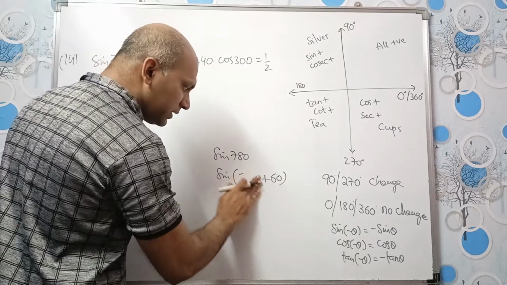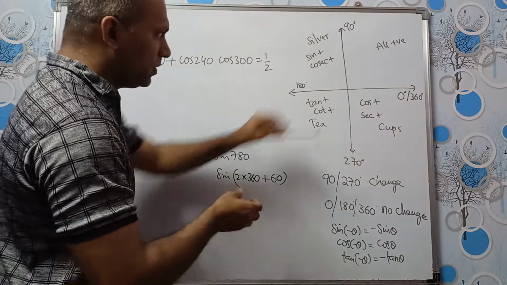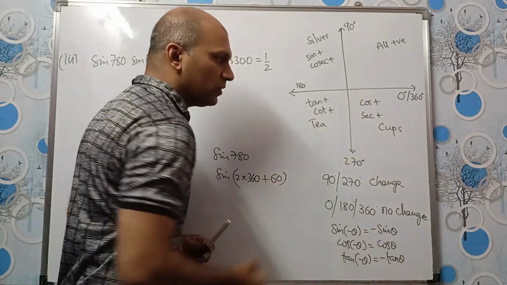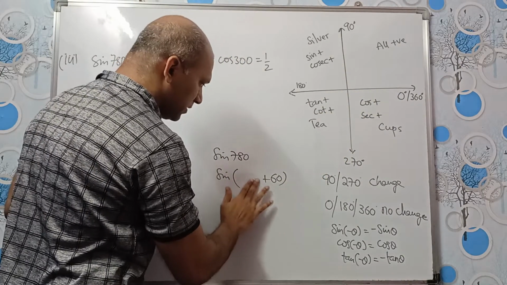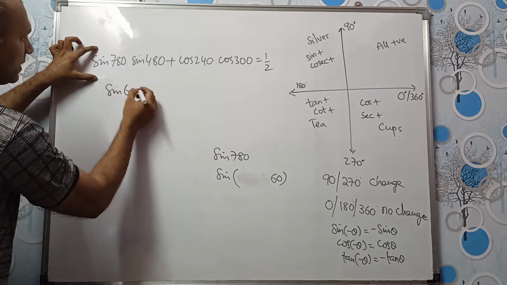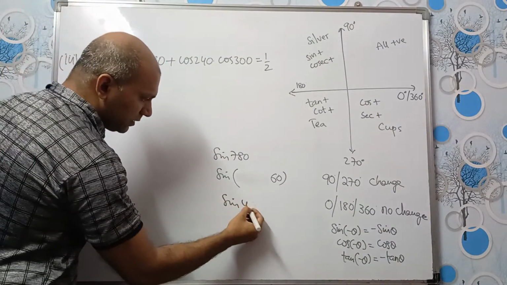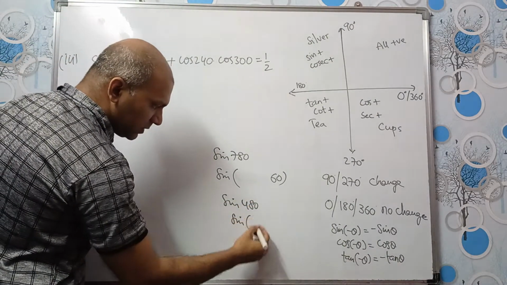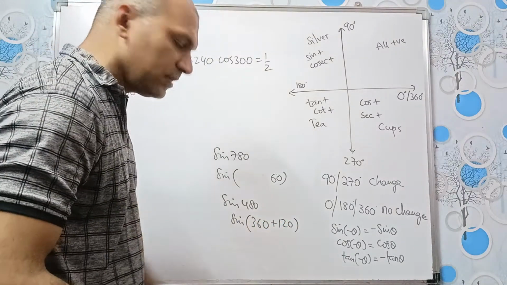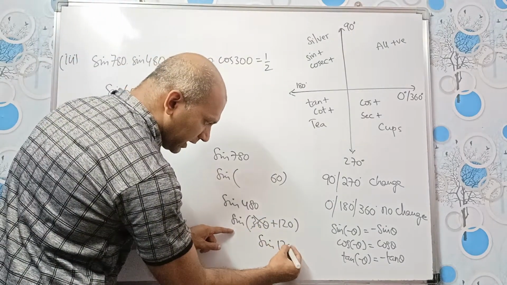This 720 is 2 times 360, right? 1 time 360, 2 times 360 will still be 0 only, right? So we can remove this. So this is sine 60. So here we have sine 60 multiplied by sine 480. Sine 480 will be sine 360 plus 120, and we can cancel this 360 and write it as sine 120, right?